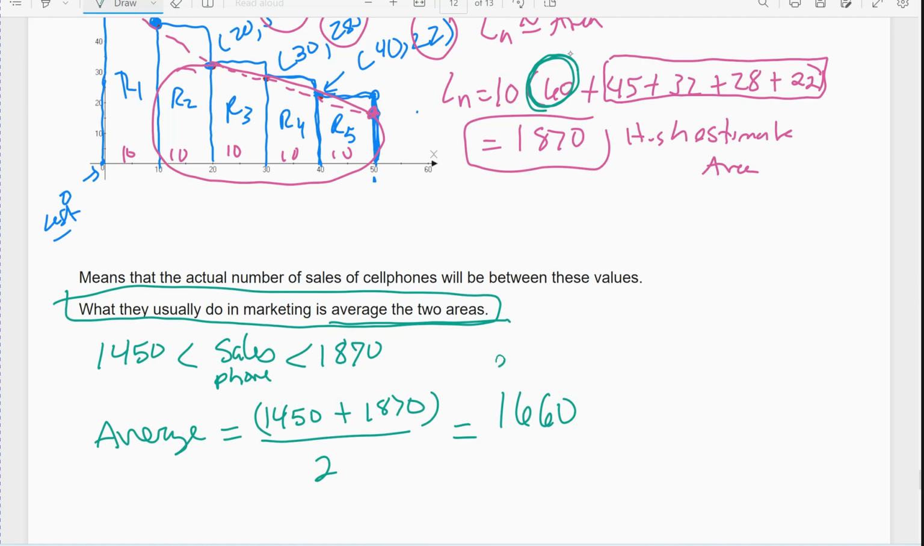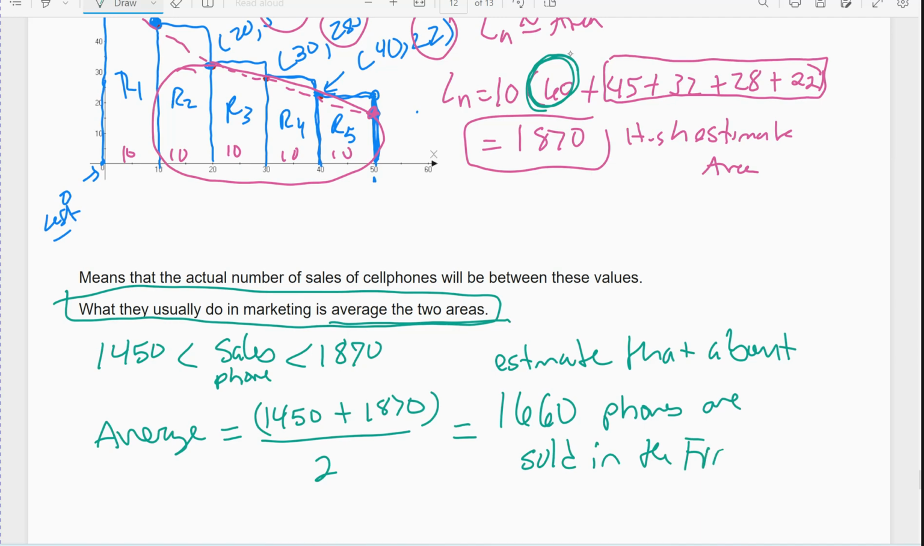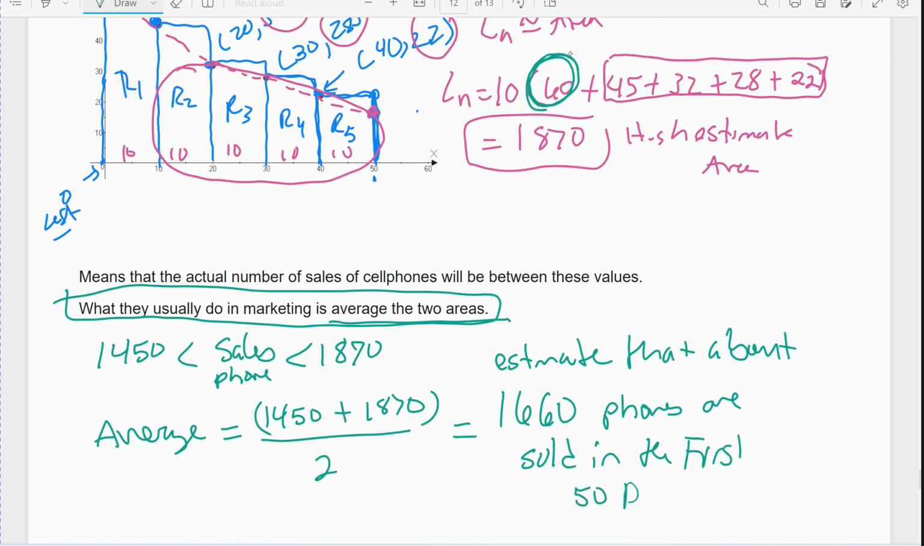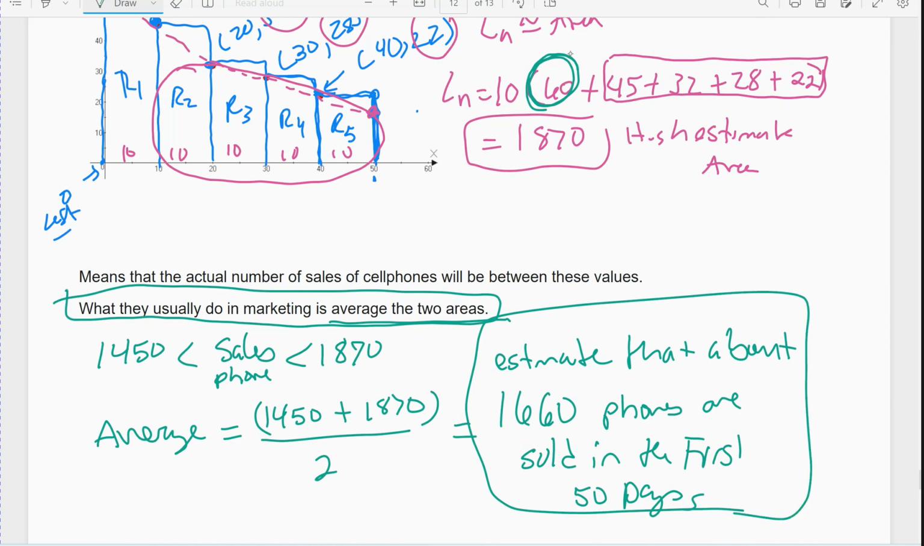We would estimate that about 1,600 phones are sold in the first 50 days at this particular store. Based on the rate of sales, that's what we would estimate. All right, so we're just going to practice that in a few more problems.